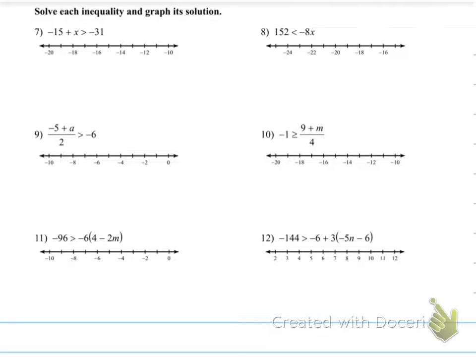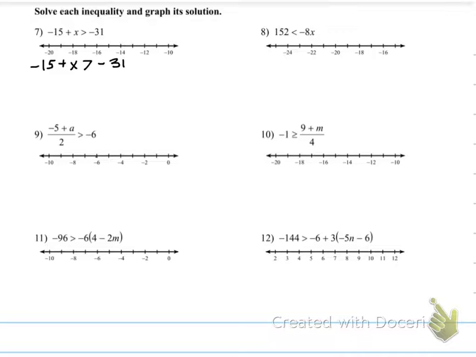So we're going to go for number 7. And I'm going to rewrite it under the little line so I can show my work. There we go. So negative 15 plus x is greater than negative 31. Remember the big rule when you're solving inequalities: if you multiply or divide by a negative number, you must flip the sign. We'll see if that happens in this case. If not, no worries, we'll see it at some point.